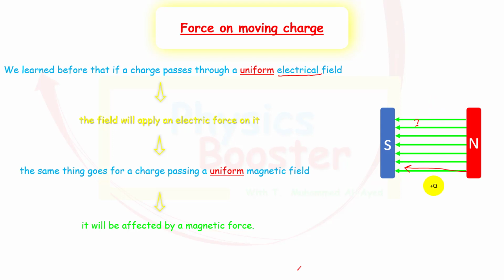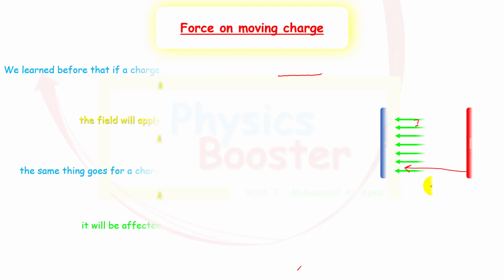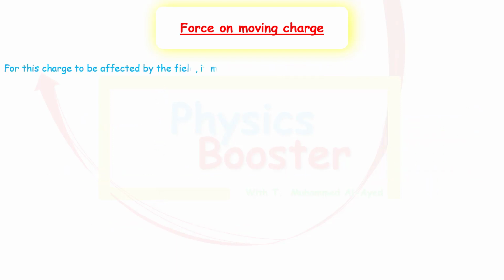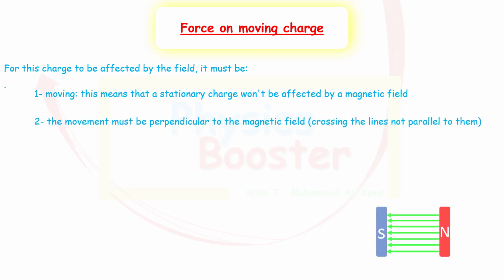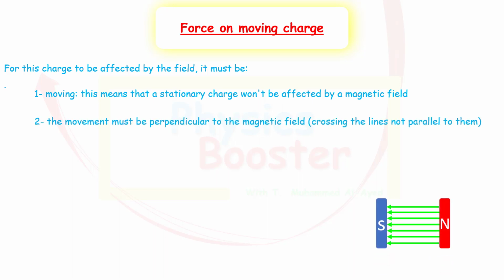It will be affected by a magnetic force. But in order for it to be affected, two things must apply. First of all, it must be moving. This means that a stationary charge won't be affected by a magnetic field. So if we simply put a charge in the middle of a magnetic field and it's not moving, it will not be affected by this magnetic field. So it has to be moving. Second, the movement must be perpendicular to the magnetic field. It must be crossing the lines, not parallel to them.